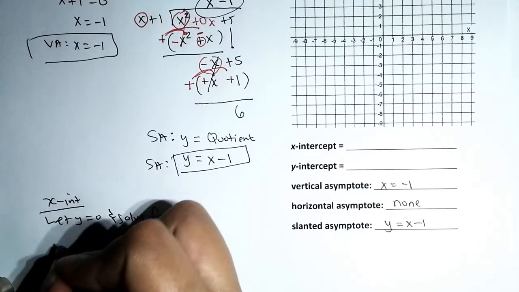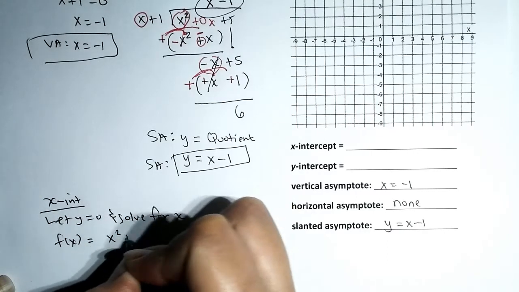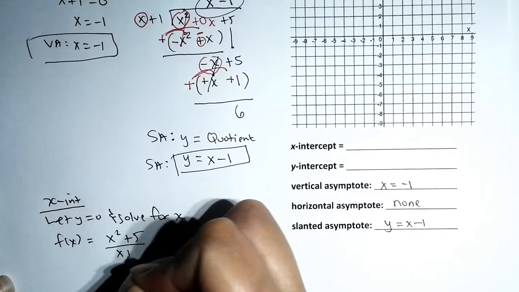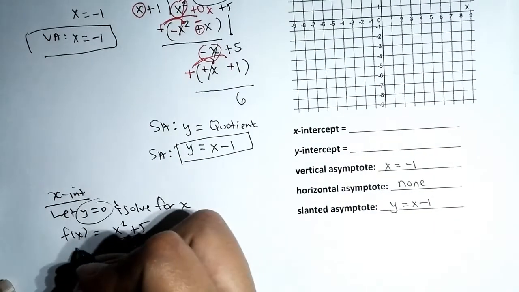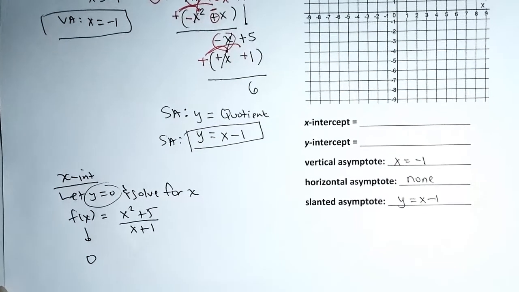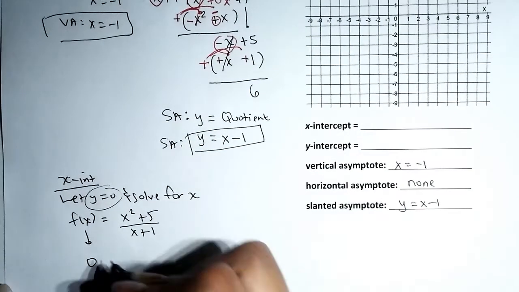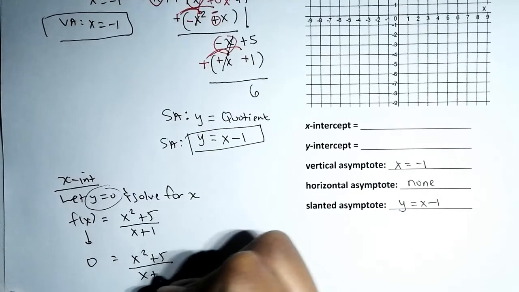Okay, so the function reads f of x equals x squared plus 5 over x plus 1. What are we gonna do? We're gonna let y equal 0 and solve for x. So f of x is just another name for y. So we're gonna let y equal 0 and solve for x. Okay, so we have x squared plus 5 over x plus 1.